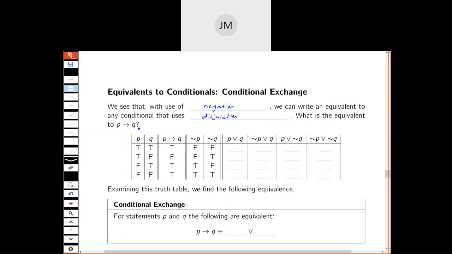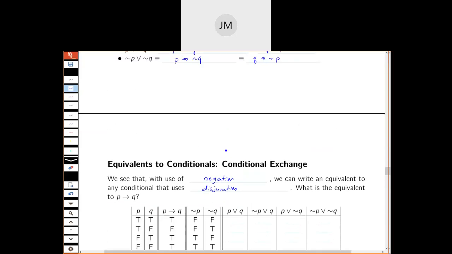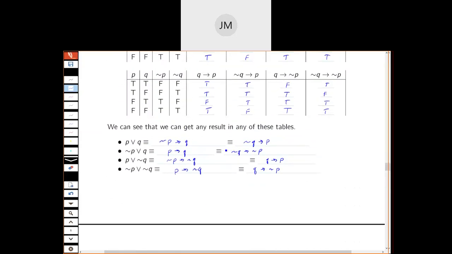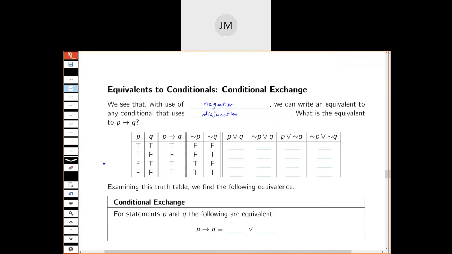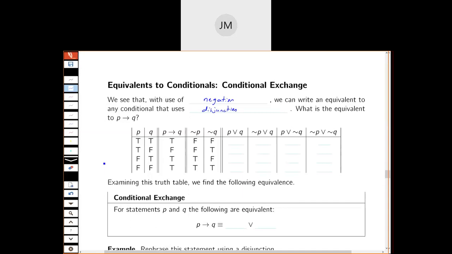I can do this using a truth table. I could also just cheat and look up here. If P, then Q, we already showed, was equivalent to not P or Q. That's cheating. Let's go ahead and fill out a truth table and figure out which one it is.